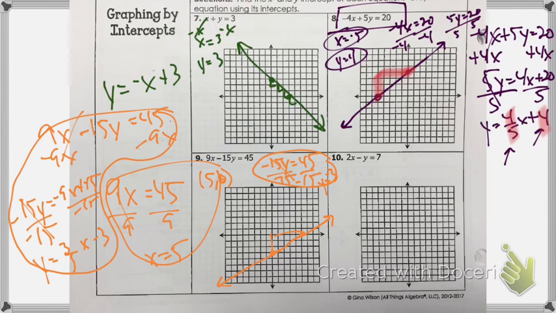All right, so when y is 0, 2x equals 7, which gets me an x value of 3.5. When x is 0, negative y equals 7, which means y equals negative 7.